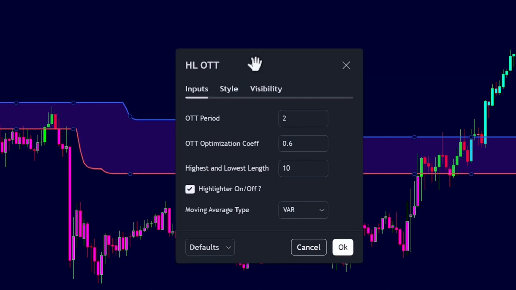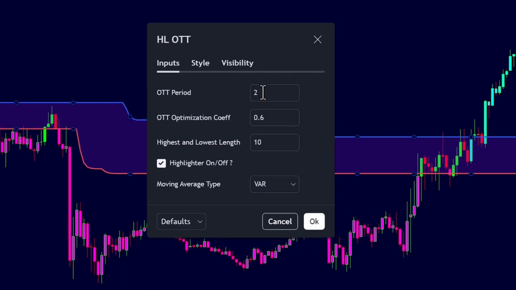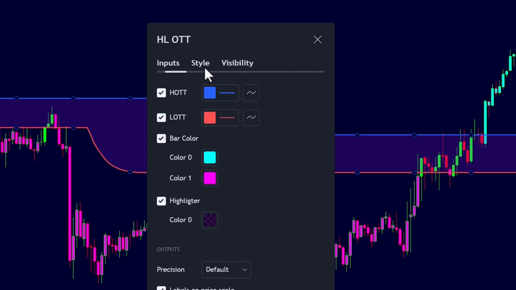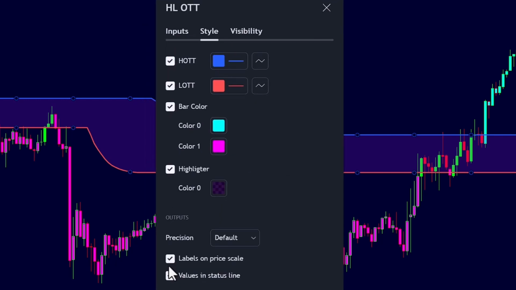Now, let's optimize the high-low optimized trend tracker indicator for your scalping strategy. Go to the Input tab and set the OTPOT parameter to 7. Keep the default optimization value as is and adjust both the highest and lowest length to 14. Leave the moving average type at its default setting. Once that's done, pop over to the Style tab and customize the indicator's line and chart colors to your liking.